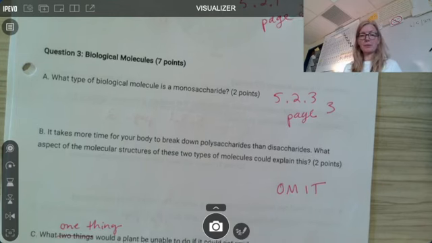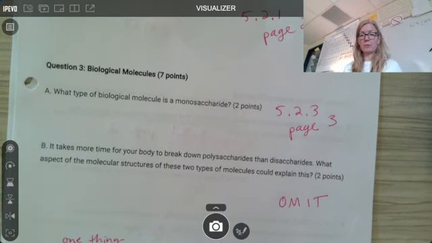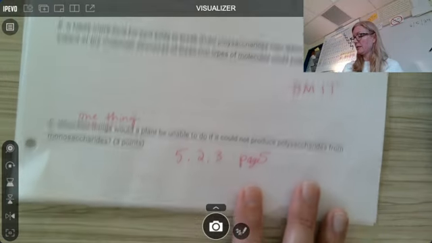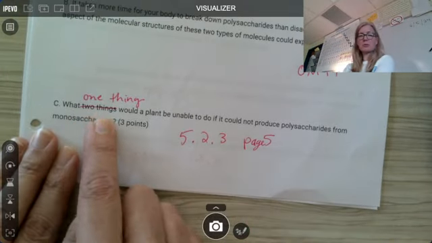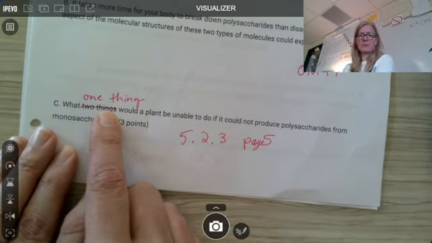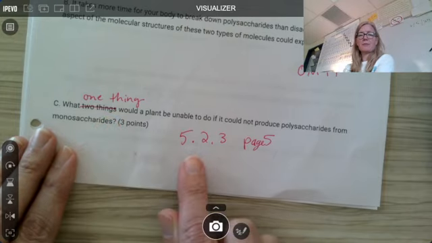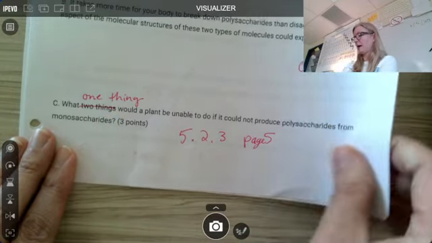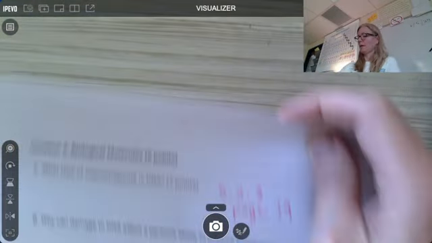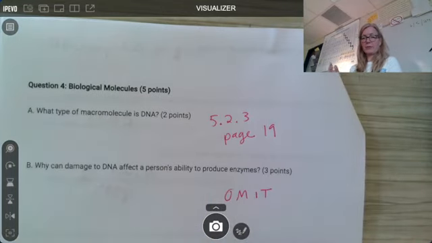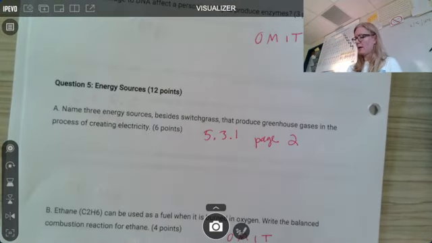Question 3 about biological molecules. A, you can find on 5.2.3, page 3. B, you can omit that one. C, change it from 2 things to 1 thing. The book only mentions one thing. It's on 5.2.3, page 5. Question 4A is on 5.2.3, page 19, and 4B you can omit. I don't believe that was in the text.